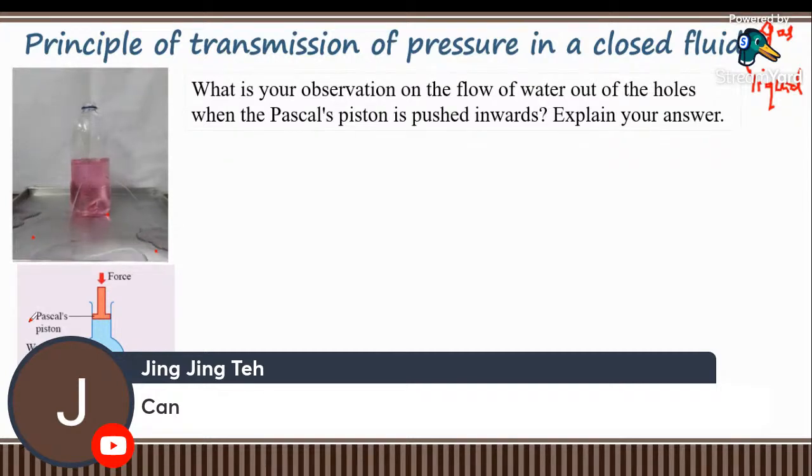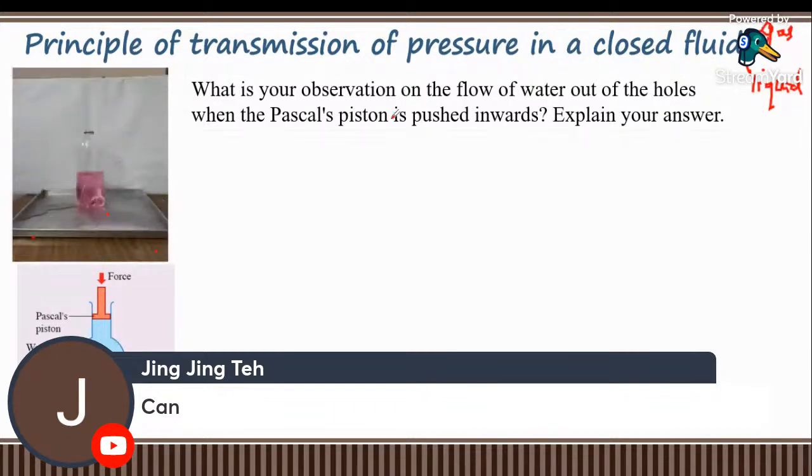Okay. You can see the water rush out. You can see the level of the holes at the same height or same depth. So what is your observation on the flow of water out of the hole when the Pascal piston is pushed inward? Explain your answer. Okay. If you look at the video earlier, why can the water spurt out from the hole? Kenapa water boleh keluar?